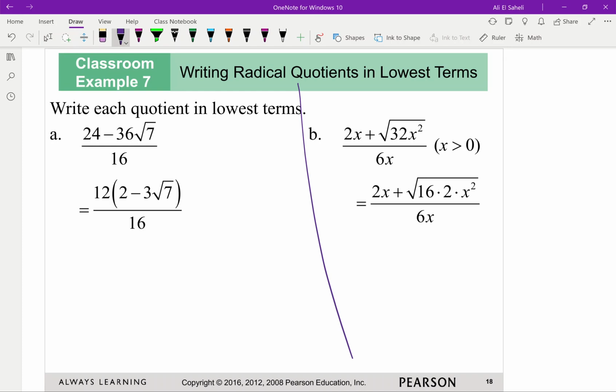Write each quotient in lowest terms. So here what we do is we take the greatest common factor of 24 and 36. That is 12. Now 12 is 3 times 4 and 16 is 4 times 4. So the 4 cancels out and we're left with 3, 2 minus 3 radical 7 over 4 in the denominator.